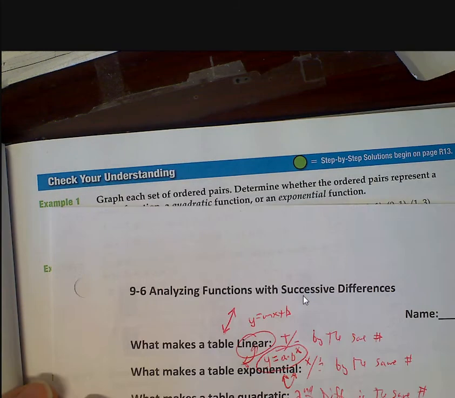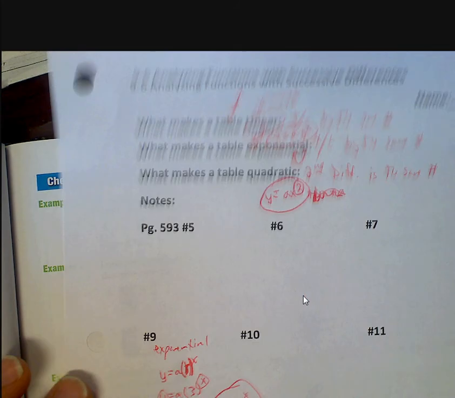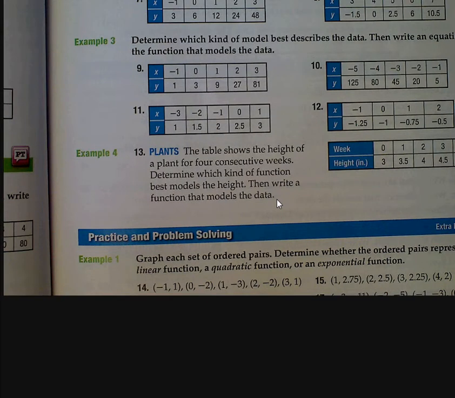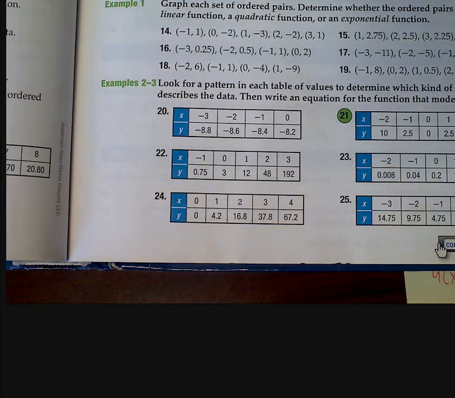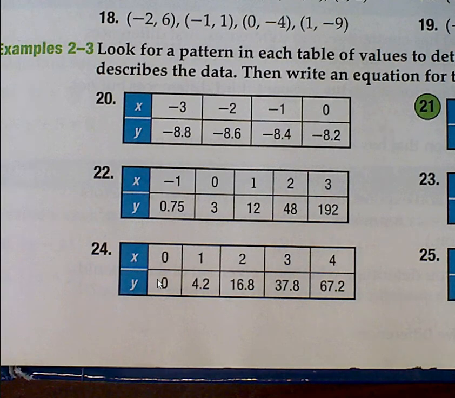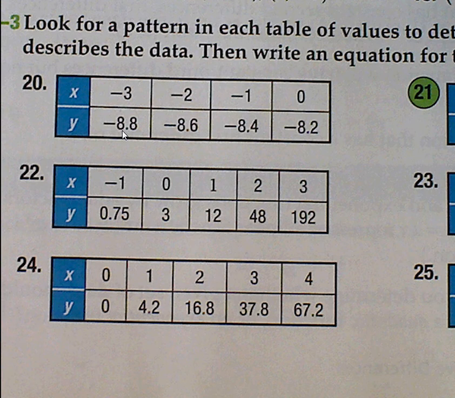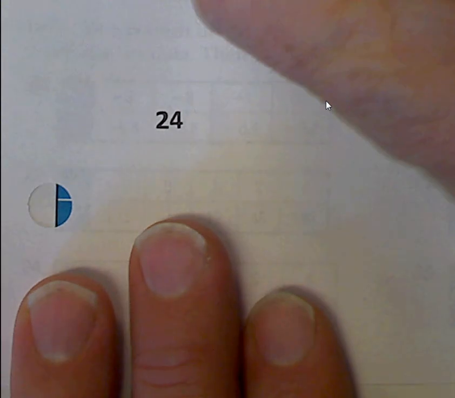9.6, analyzing functions with successive differences. Page 593, number 20. I have to determine what type this is. So this, I'm adding 0.2, 0.2, 0.2. So I know that 20 has to be linear.